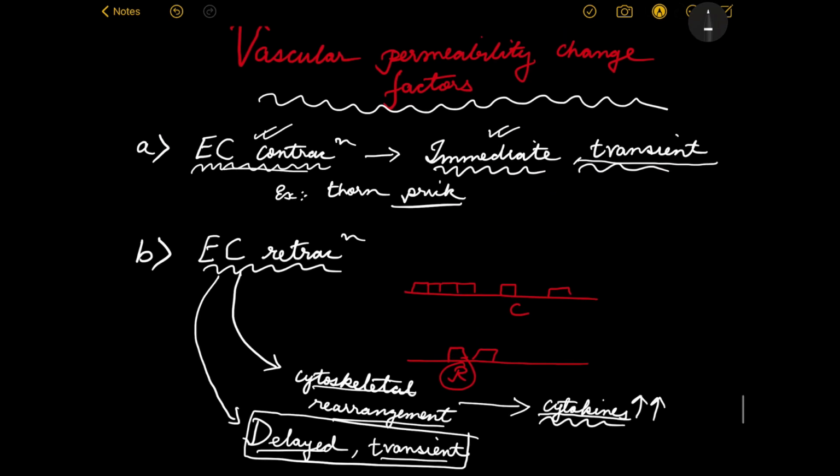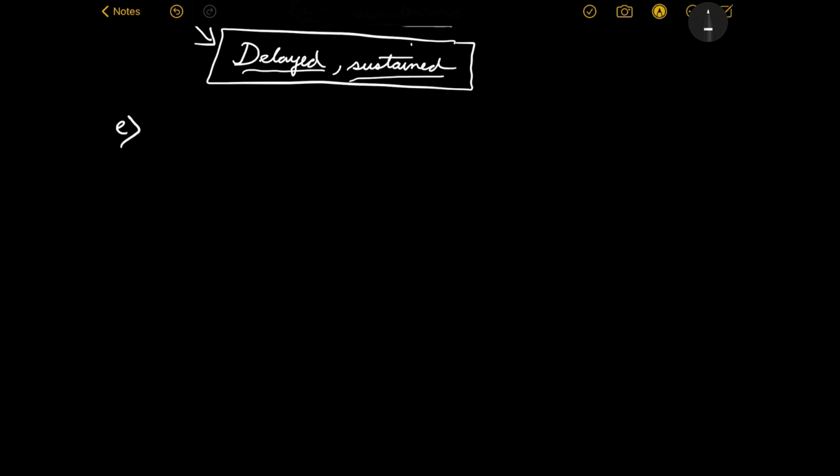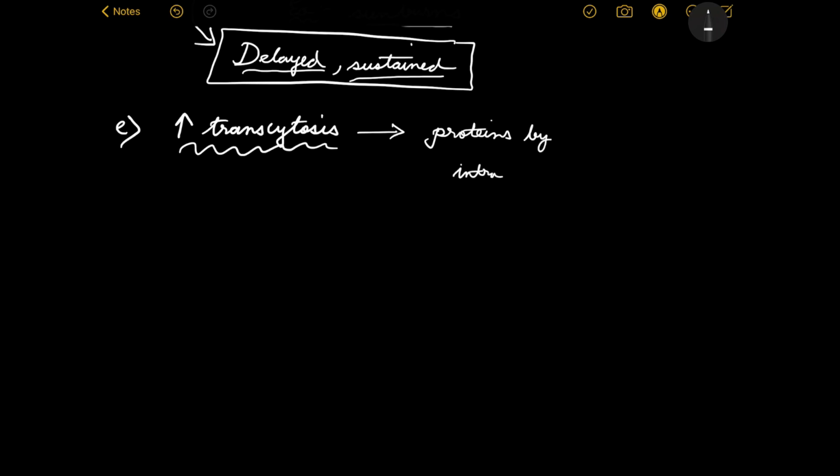And among them, the first one, endothelial cell contraction, is the most important one because it is the most common one. But apart from them, there are some other minor important ones, not so important. For example, increased transcytosis. So what's happening in that? Increased transcytosis, in that there is transcytosis of proteins. How? By certain intracellular vesicular pathway.